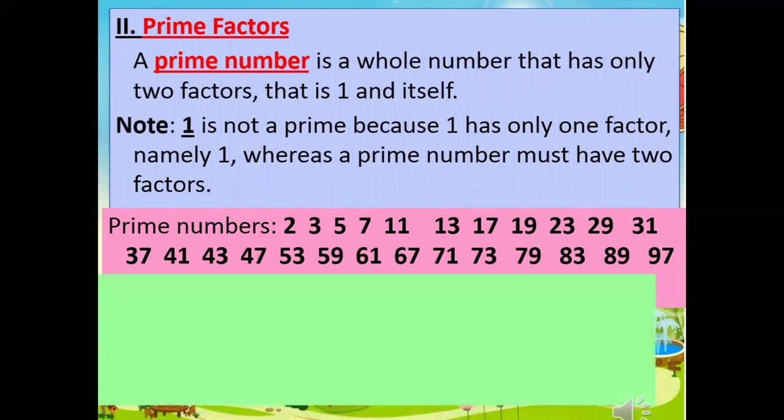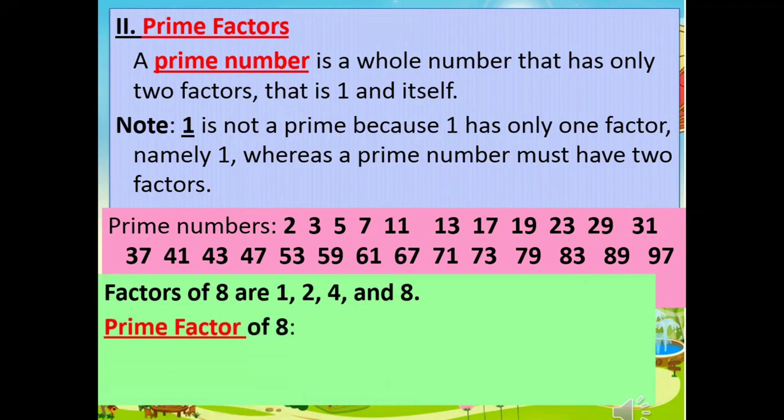Next, we will talk also about prime factors, since we already know what a prime number is. Now, what are the prime factors of 8? Here we have the factors of 8: 1, 2, 4, and 8. From these factors of 8, which is a prime number? We only have the prime number 2, because 1 is not a prime number, 4 is not a prime number, and 8 is not a prime number. So the prime factor of 8 is 2.